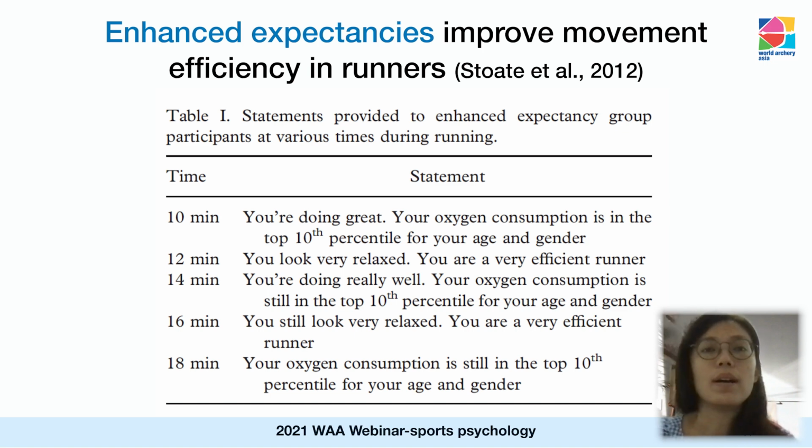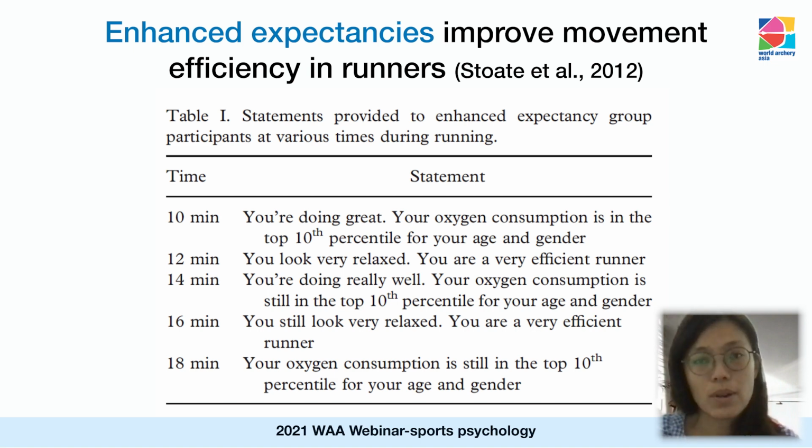So the oxygen consumption was measured during the run. The runners were divided into two groups. In one group called enhanced expectancy group, they were given comments on their run every 2 minutes after the 10 minutes of run, such as, oh, you are doing great, you look very relaxed, or your oxygen consumption is in the top 10th percentile of your age group, or you are a very efficient runner.